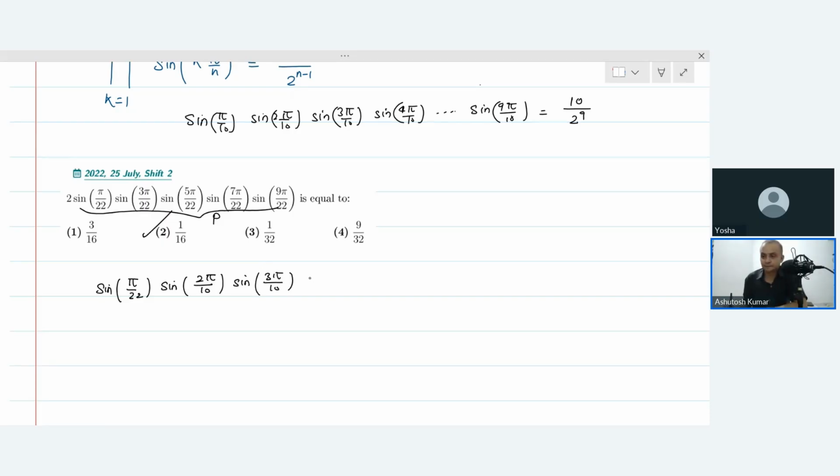Then sine 3 pi by 22, then sine 4 pi by 22, and up to sine 21 pi by 22. It means that the answer must be 22 by 2 to the power 21. Is it clear?